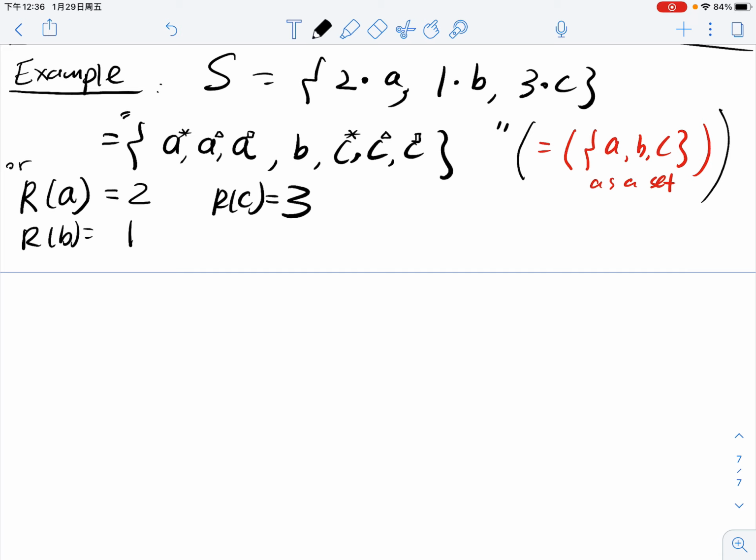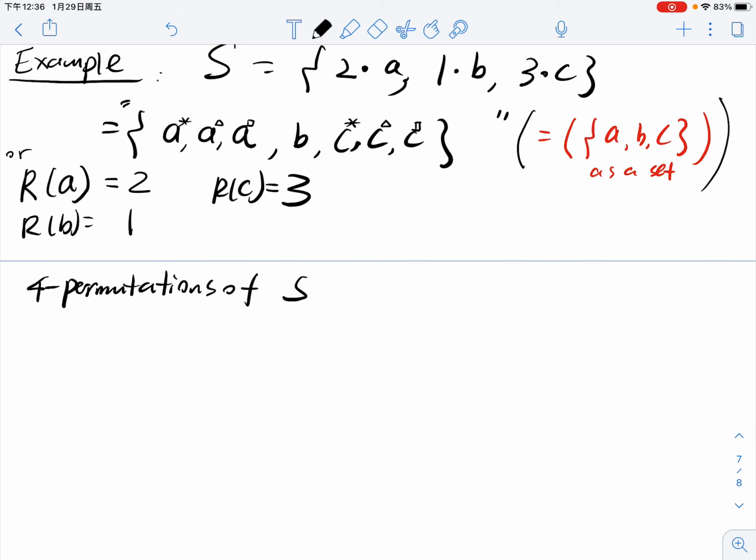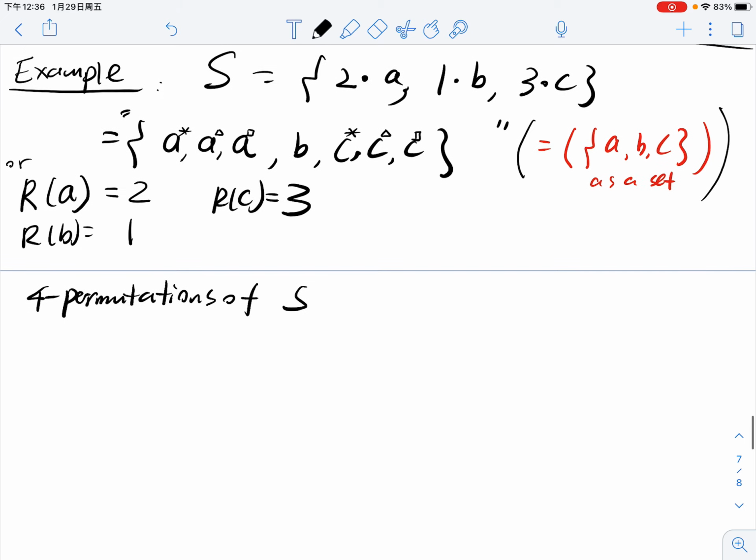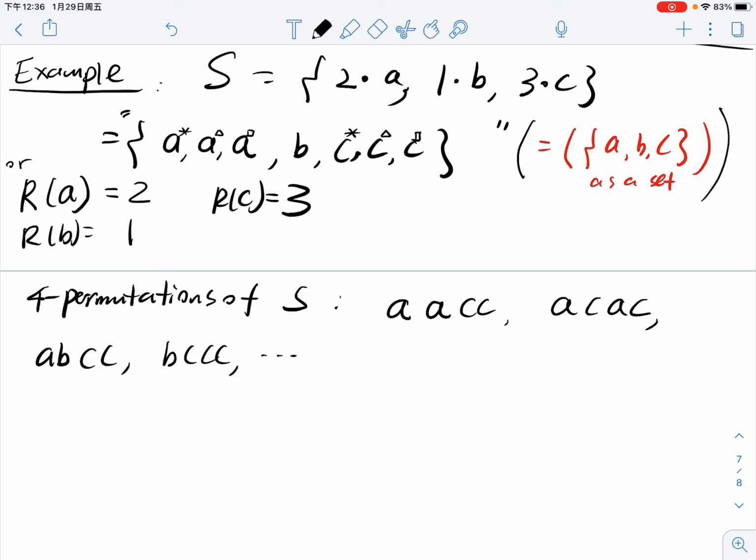Okay, now what is a 4 permutation of S? That means you need to take 4 elements out of the multiset S. There are many, but we can give some examples. For example, you can have A, C, A, C, or A, B, C, B, C, and so on. You have lots more.